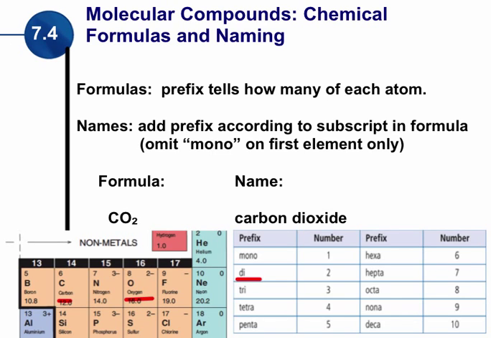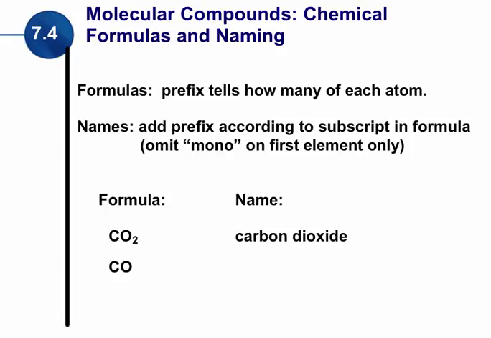So let's try another. What if we have carbon and oxygen in this form, CO? Well, in this case, we have carbon monoxide. Mono, because there's only one oxygen. Now, this is where this omitting comes into play. Notice we have one carbon, one oxygen. We do not put mono at the start of carbon. It is just carbon monoxide.